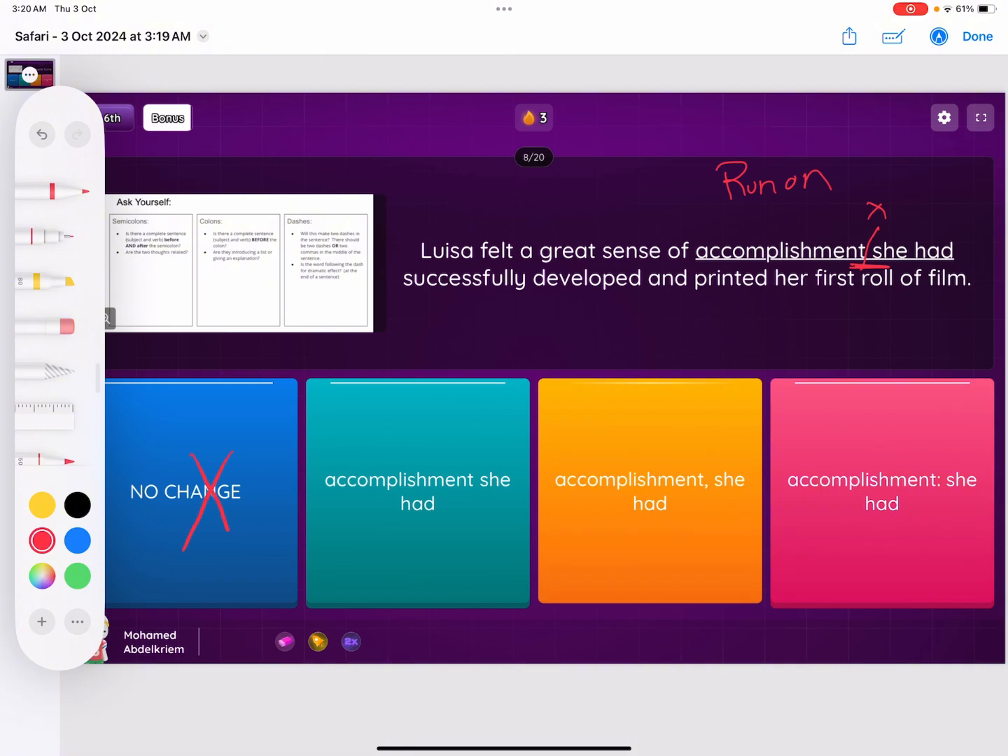And then here, what did he do? He did not do anything. He left them without any punctuation. So this is a run-on, and again, it's wrong. What did he use here? He used a comma. If you remember, using a comma to join two independent clauses, we said it's wrong and it's called a splice. So here, what did he use? He used a colon. So using a colon here is the only correct answer.